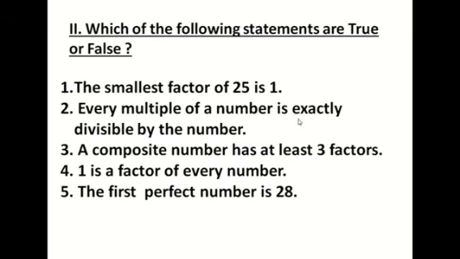Every multiple of a number is exactly divisible by the number. Just think about the statement and you will find out the answer. A composite number has at least 3 factors. The definition of a composite number will help you get the answer for this one. 1 is a factor of every number. If you go through the properties of factors, it will help you. The first perfect number is 28. We already discussed this. So I hope you all can do all of this. Thank you.